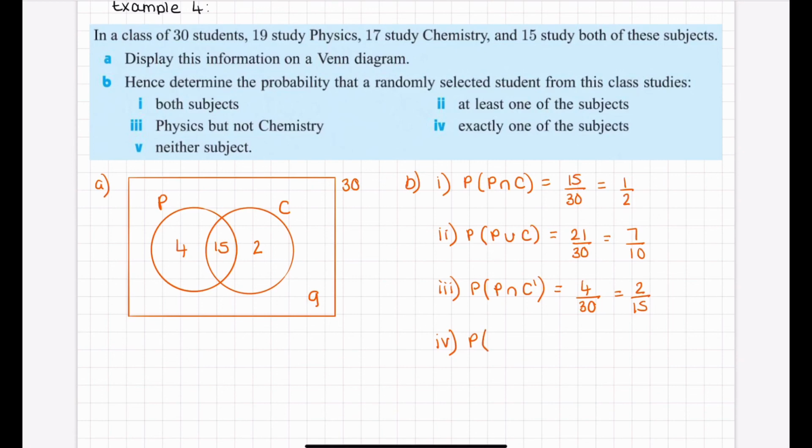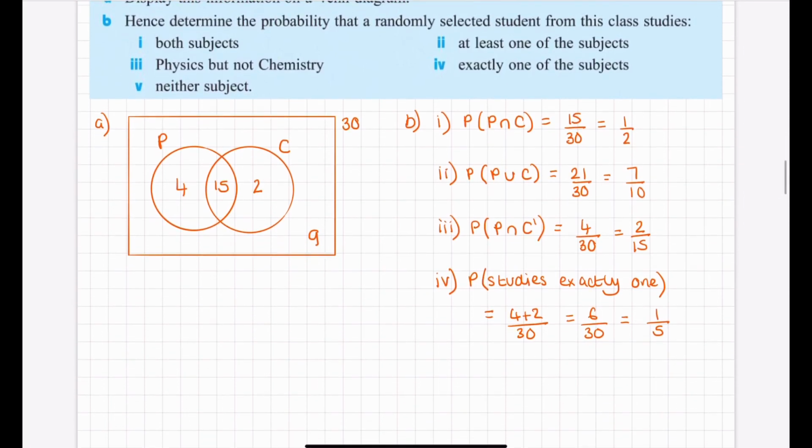So what I'm just going to do to save some space and do it quickly, I'll just write this in words, which you can do as well. So studies exactly 1, which would be 6. So it'll be the 4 plus 2 out of 30, which is 6 out of 30, which we can simplify down to 1 out of 5.